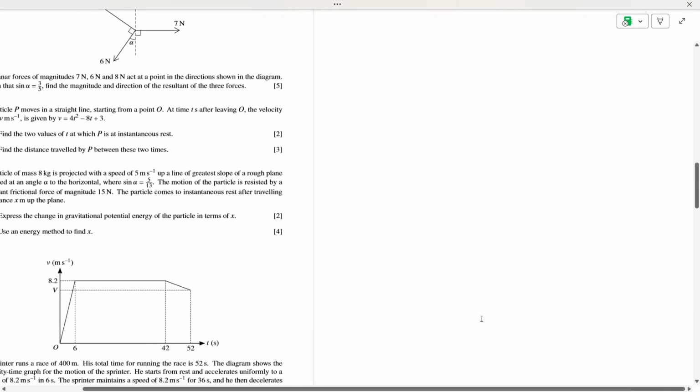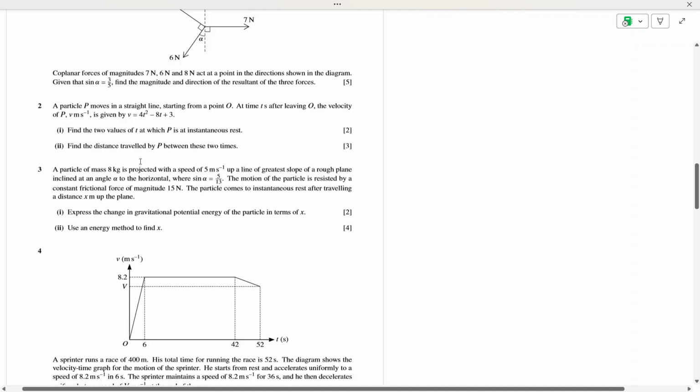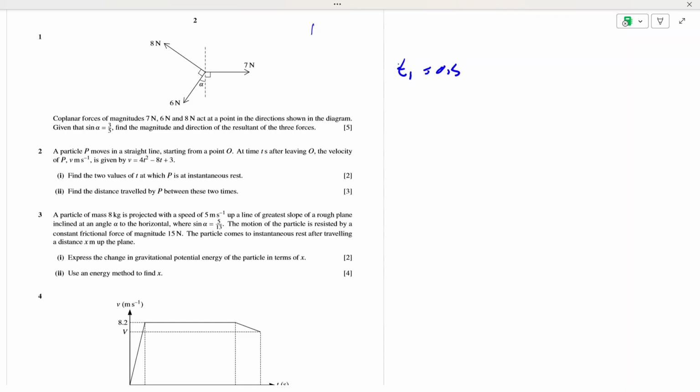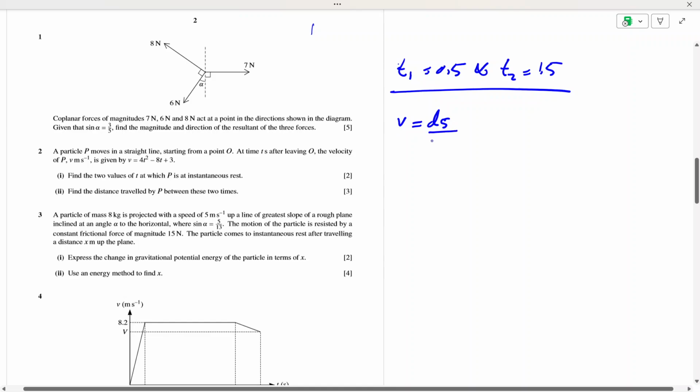Then part 2 reads, find the distance traveled by P between these two times. All right, so the two times that I got were t1 is equal to 0.5 and t2 is equal to 1.5. So to find the distance, we know that the velocity function can also be written as the rate of change of the distance or the displacement with respect to time. I'm sure you know this from calculus, right?